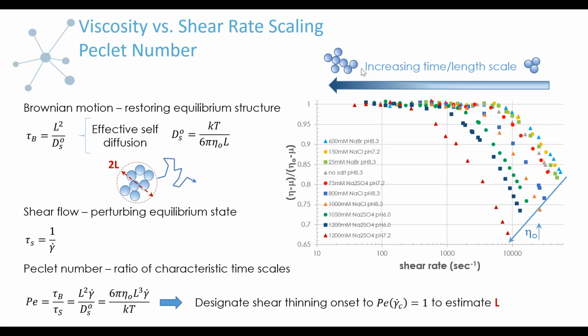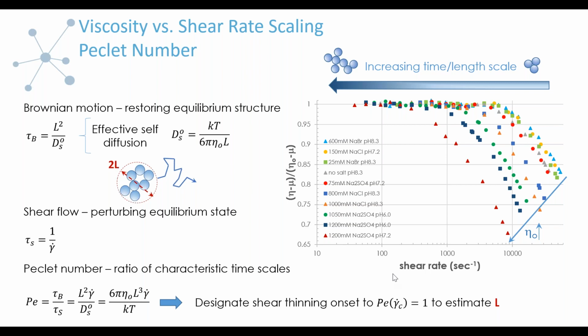But now how can we look at this in a more semi-quantitative way? So what we're going to do is we've rescaled the viscosity. Now we're going to rescale the shear rate and make this dimensionless as well. So how are we going to non-dimensionalize the shear rate?